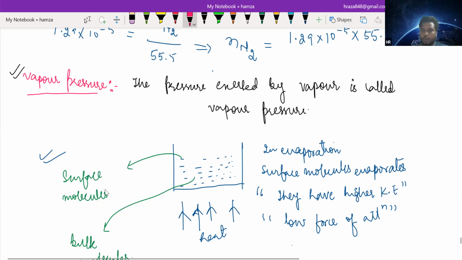You can see there are two types of molecules here: the surface molecules and the bulk molecules. Surface molecules are the ones which evaporate because they have high kinetic energy. And where does this kinetic energy come from? The heat you are giving to the molecules. And if they have high kinetic energy, they will have low force of attraction. Is this clear up to this?